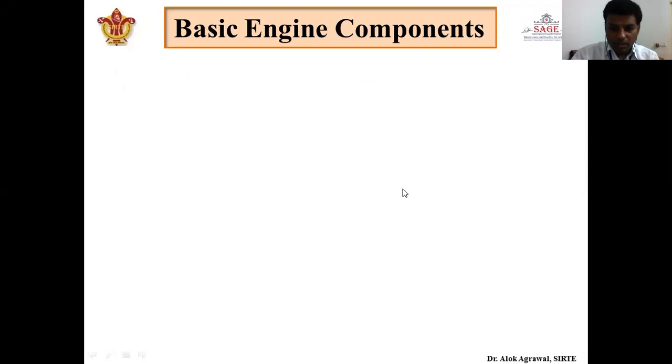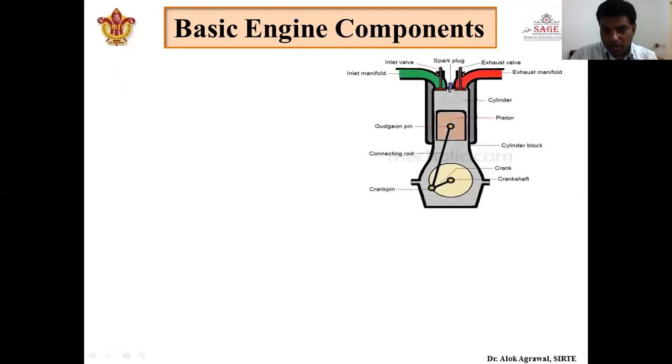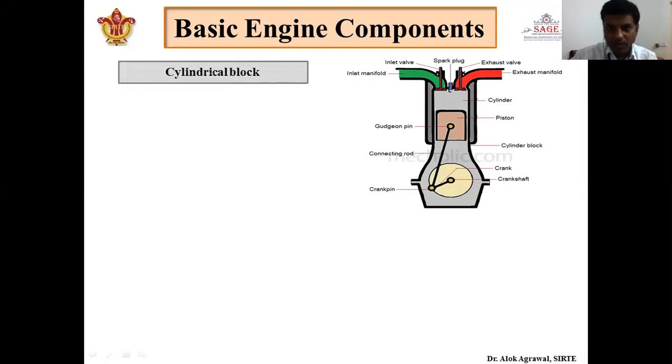So this is the basic figure of our IC engine. We will be discussing one by one the various components associated with this. The first is cylindrical block. This portion is our cylindrical block. This lower portion is called our cylindrical block in which the crankshaft rotates. This is our crankshaft.